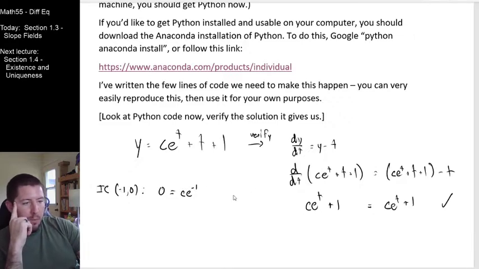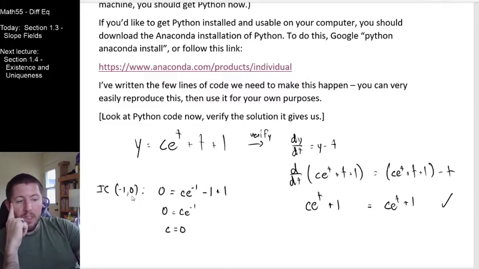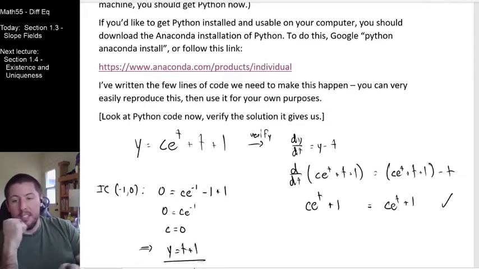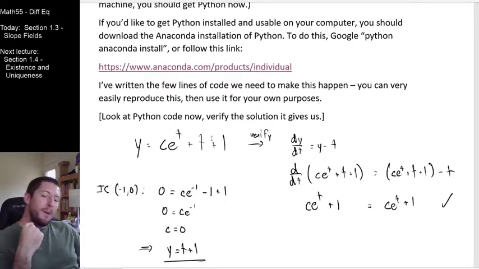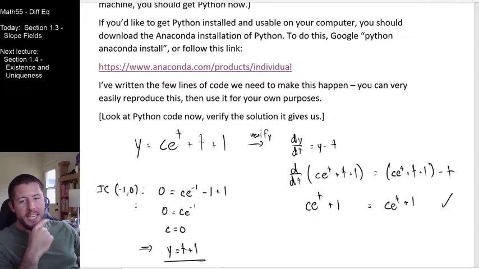So t is -1, so I'm going to get a -1 plus 1. So that says to me 0 equals c e to the -1, and that tells me that c should be equal to 0 for the initial condition -1, 0, which says to me we should be getting the equation y equals t plus 1. So this is awesome. Everything that we saw on the graph that we did by hand and guessed has been completely verified by our computer-generated solution, and we could then go back to verify that our guessed particular solution does indeed come out from solving the computer-generated solution with the initial condition that we originally used.